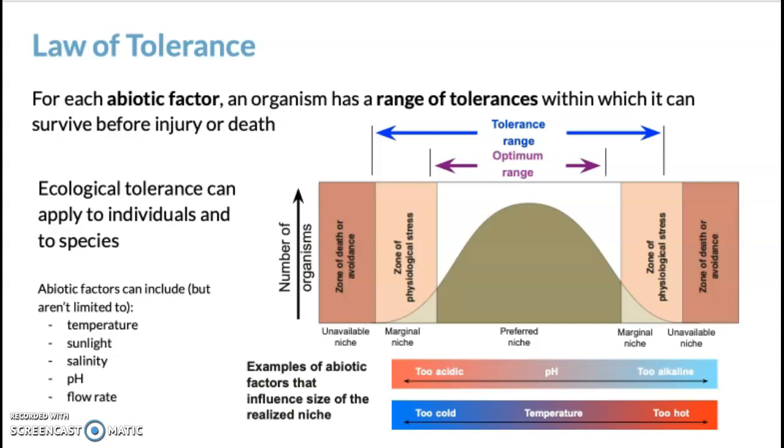So all organisms have their optimum range. This would be their preferred range, but they can survive outside of their optimum range. That's called their tolerance range. So it's not their ideal conditions, but they are able to survive. They're still in physiological stress, so their bodies, or their cells, are undergoing stress caused by their environment.